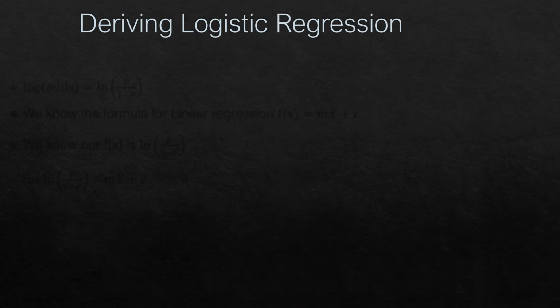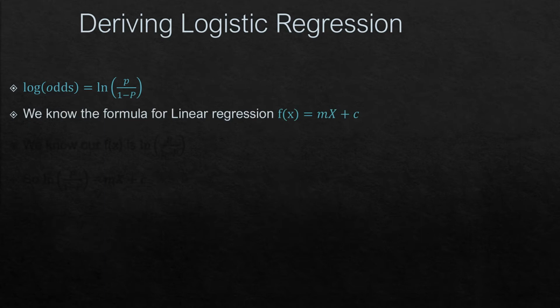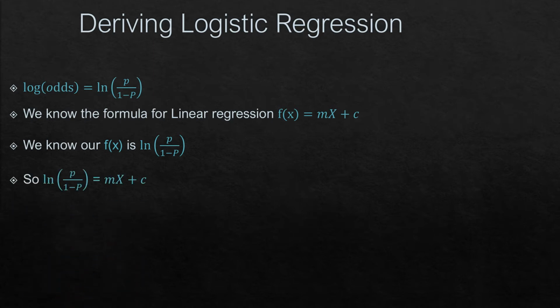All right. So we know the log of odds is equal to log of p by 1 minus p. ln is another representation of the log, right? So we know very well the formula for the linear regression equation is f of x equal to mx plus c. In our case, we know what f of x is. It's nothing but log of p by 1 minus p, so we can write log of p by 1 minus p equal to mx plus c, right? Now we'll apply some algebra on top of this formula to derive our logistic regression equation.